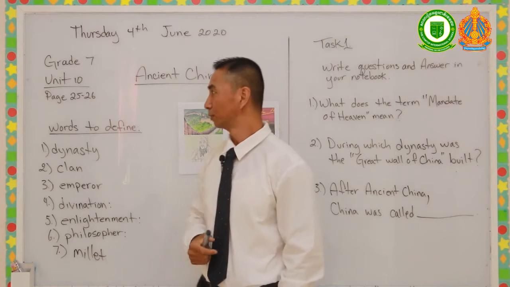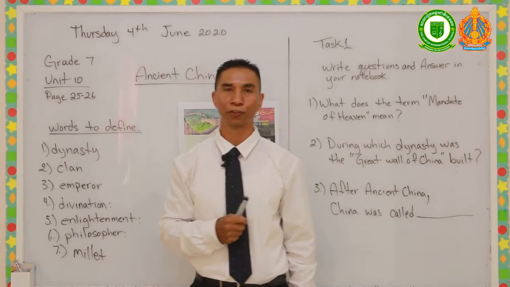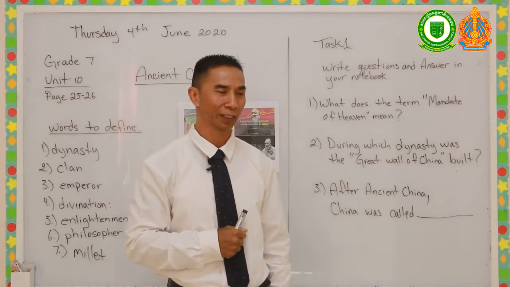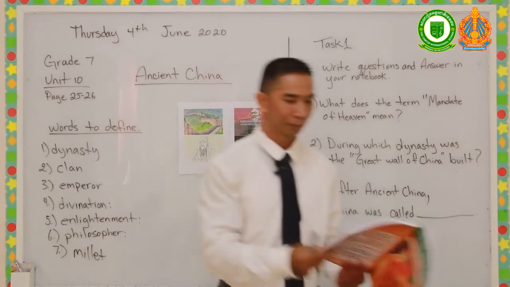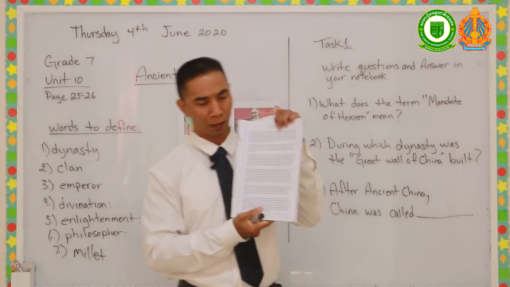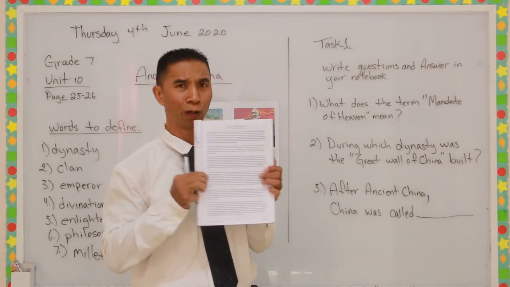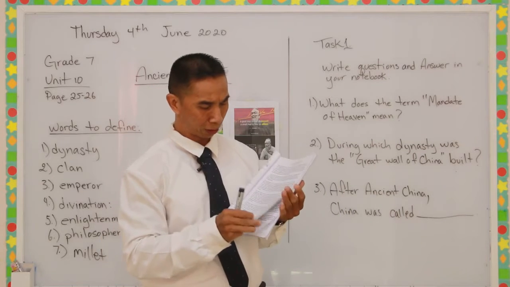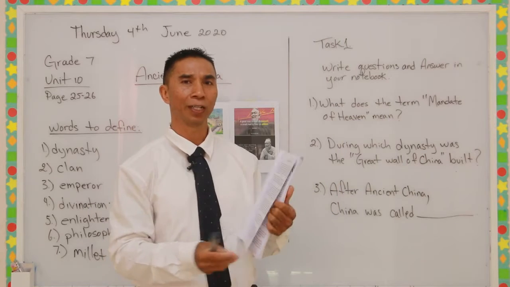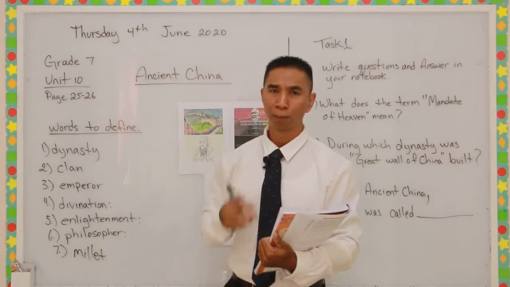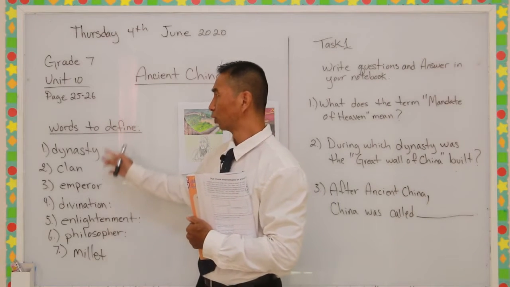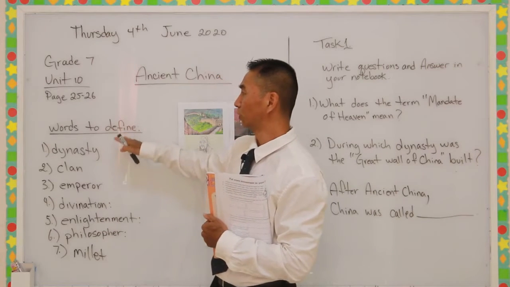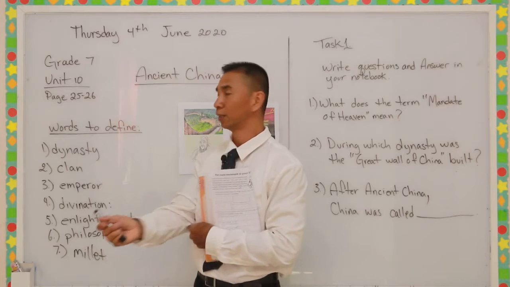That would be our reading, and our reading will start from page 25. So can you bring out your book and turn to page 25? I've got my book here. On page 25, there is one whole page of reading. And on page 26, there are some readings and some questions for you. But before we begin our reading, I have some words here for you to define. That means write down the meanings.